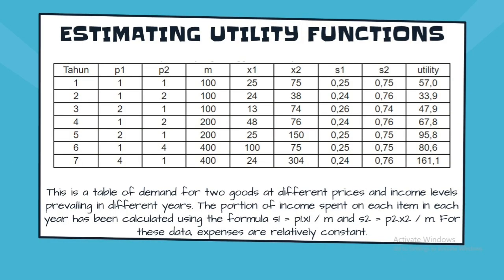This is a table of demand for 2 goods at different prices and income levels prevailing in different years. The portion of income spent on each item in each year has been calculated using the formula S1 equals P1x1/m and S2 equals P2x2/m. For these data, expenditure shares are relatively constant. The utility of this form will result in a behavioral choice that is quite close to the observed choice behavior. For convenience, we have calculated the utility associated with each observation using this Cobb-Douglas utility function estimate. As far as we know from observed behavior, it is as if the consumer maximizes the function u(x1, x2) equals x.